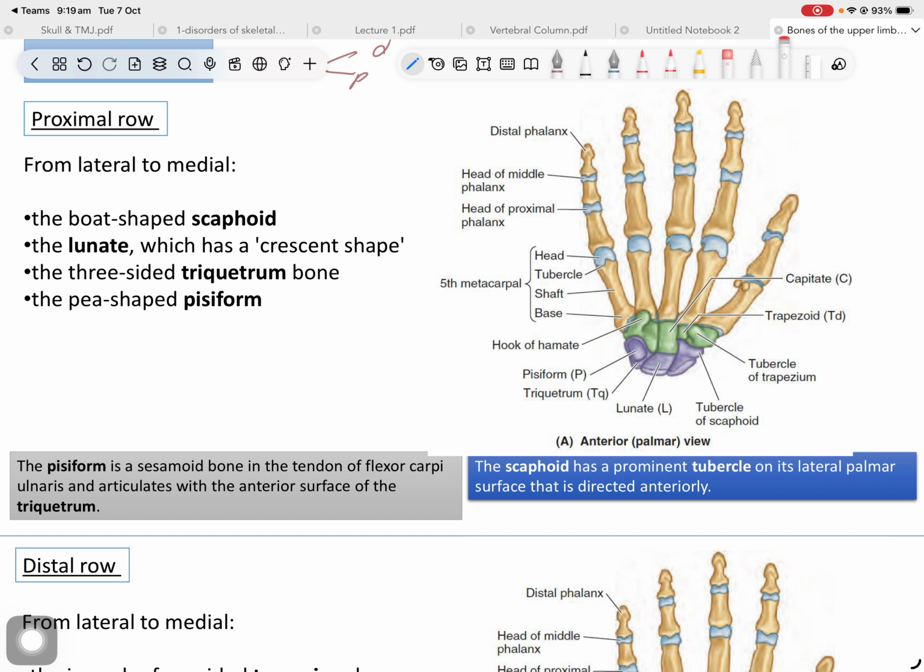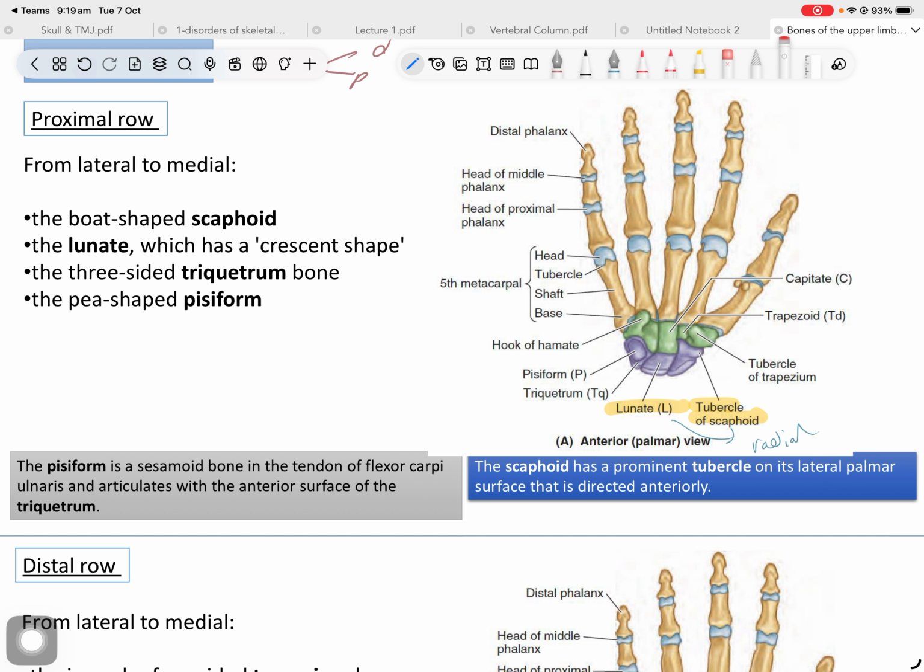Next, I have the lunate because it's crescent in shape. And then I have triquetrum. On top of triquetrum, I find the fourth bone, which is the pisiform. So I have four carpal bones in the proximal row, starting from lateral to medial: scaphoid, lunate, triquetrum. On top of it, I have the pisiform.